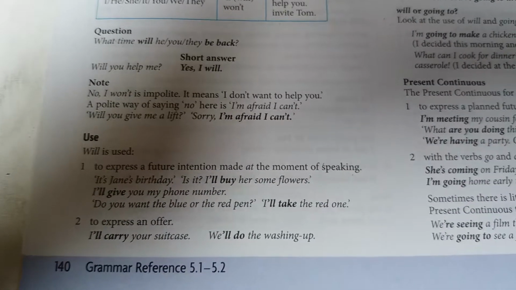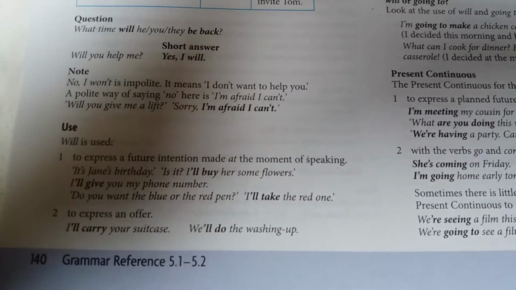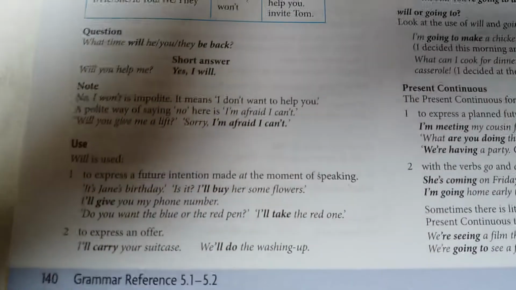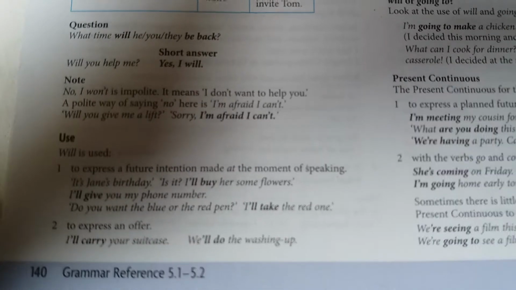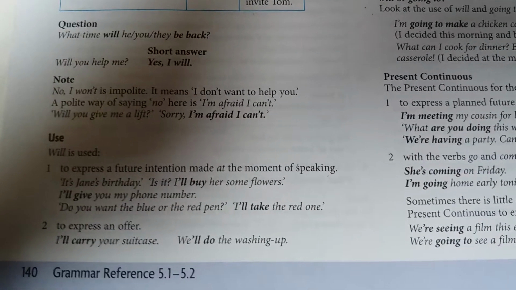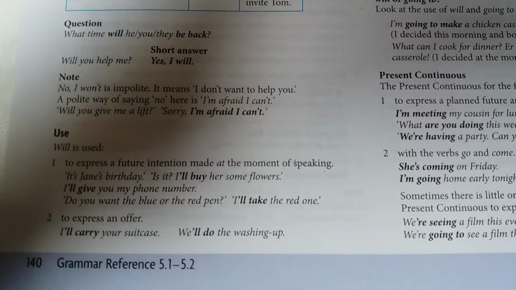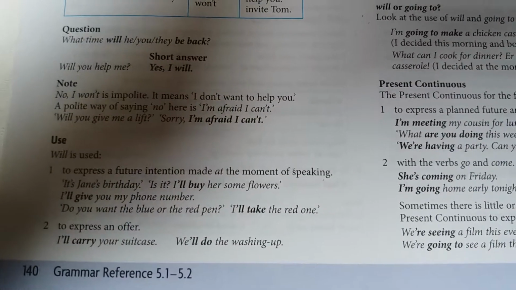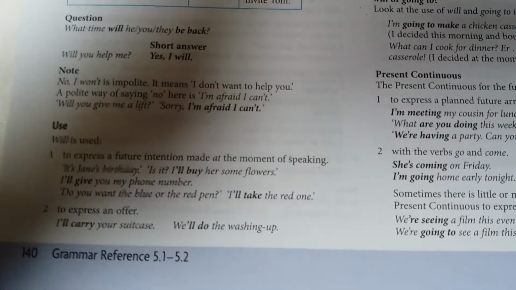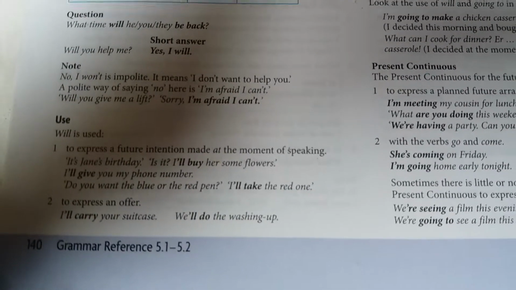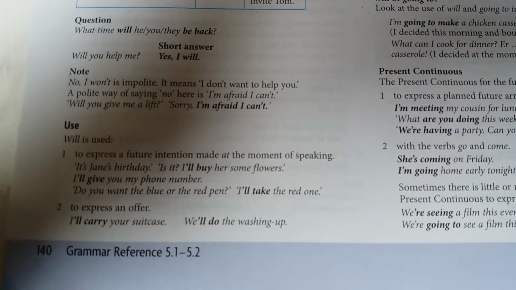Will is used, as it says number 1 here, to express a future intention made at the moment of speaking. So someone is talking to you, and you're talking back to someone, and someone says something. For instance, it's Jane's birthday, and you're like, oh, no, really? Is it Jane's birthday? I forgot all about it. And then, while talking, you're going to tell someone that you're about to do something. So because it's Jane's birthday, you will buy her a present, or you will buy her flowers. So you're going to say, oh, wow, I'll buy her some flowers. So at the moment of speaking, when you're talking to someone, you're talking about an action that you're going to do in the future.